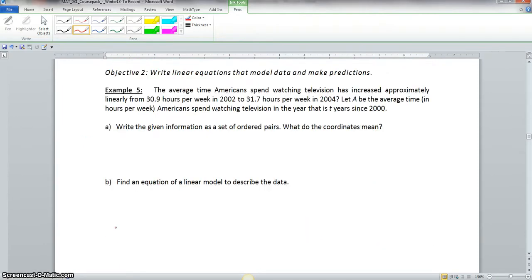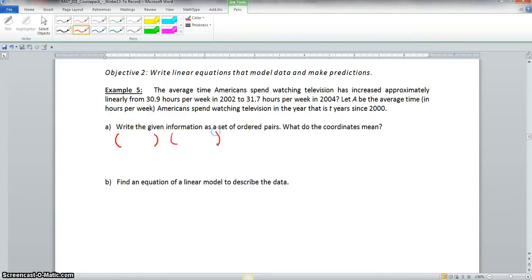Now we're going to do example 5. It says here, the average time Americans spend watching television has increased approximately linearly from 30.9 hours per week in 2002 to 31.7 hours per week in 2004. Let A be the average time in hours per week Americans spend watching television in the year that is T years since 2000. So first thing, it says write the given information as a set of ordered pairs.